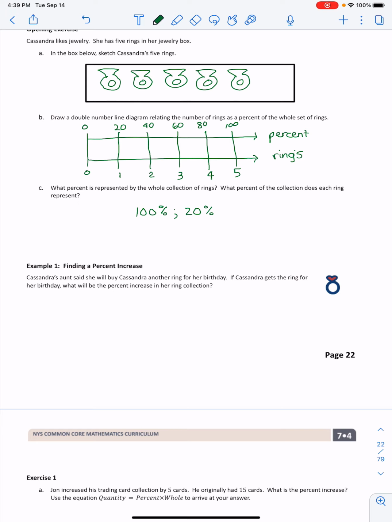Cassandra's aunt said she will buy Cassandra another ring for her birthday. If Cassandra gets the ring for her birthday, what will be the percent increase in her ring collection? Well, if we have the new ring over the original, that would be 1/5, and that would be 20%.